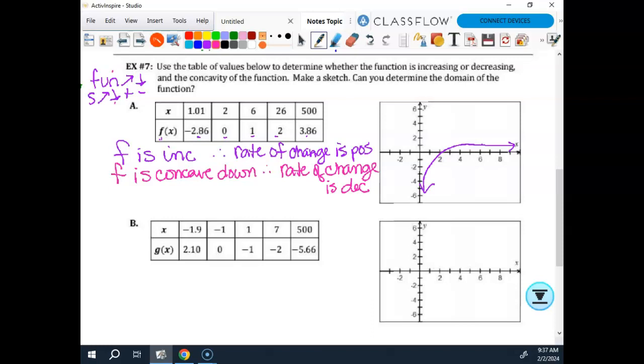And then domain, which is what it asked me for. Where do I start? 0 and go to infinity. What questions you got? All right, you work on B while I hand out your assignment, and then we'll do it together.